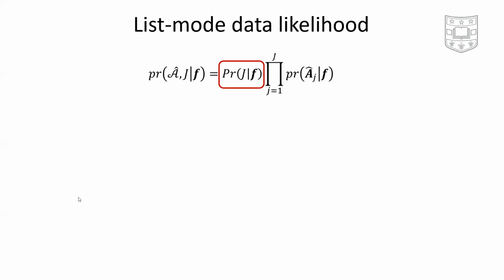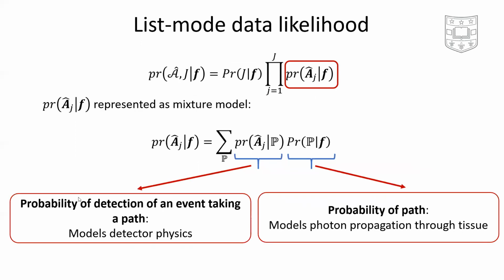The first term in the likelihood equation denotes the probability of the number of detected counts. It can be modeled using a Poisson distribution. The second term denotes the probability of an event given the underlying activity distribution. Analytical modeling of this probability is difficult, so we use the fact that each event traverses a particular path before being detected. Thus, we can decompose this probability of an event into the probability that the event takes a particular path, weighted by the probability of a path.